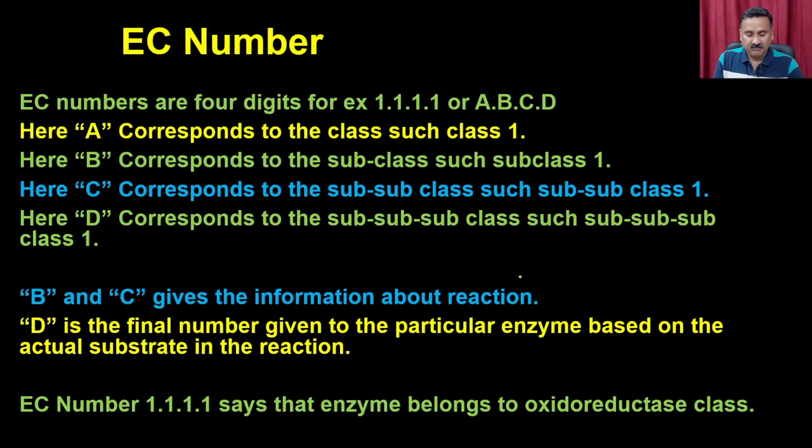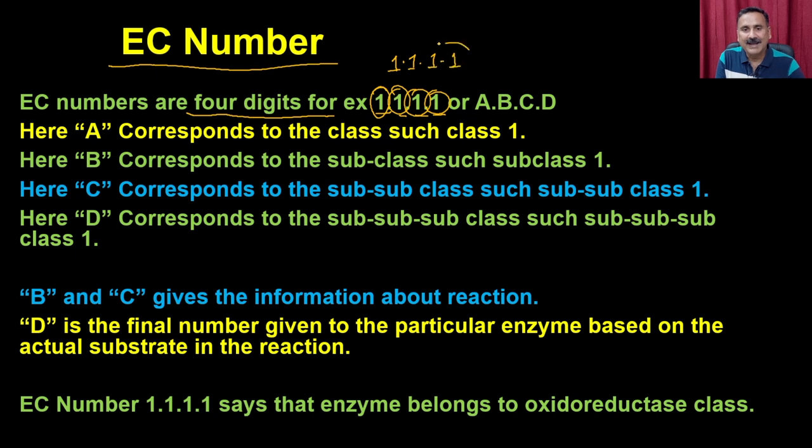So what is the Enzyme Commission number? It is a number which contains 4 digits, for example 1.1.1.1, and it is written like this. All these 4 digits correspond to particular information, or give you the classification of that particular enzyme. So if I say these are A, B, C, D, what is A, what is B, what is C and what is D corresponding to?